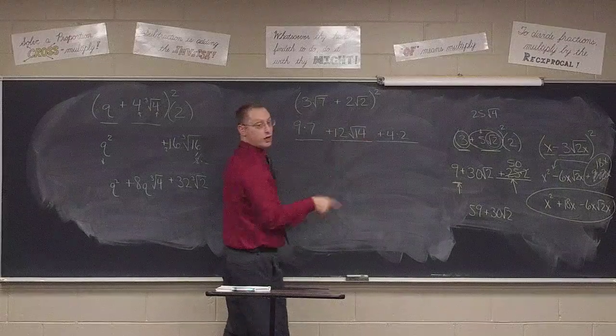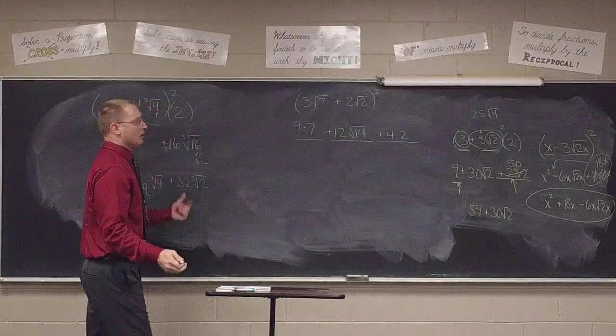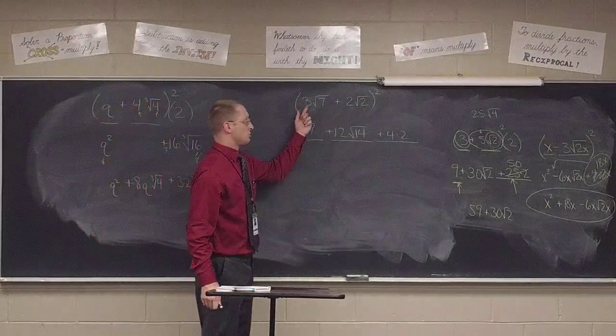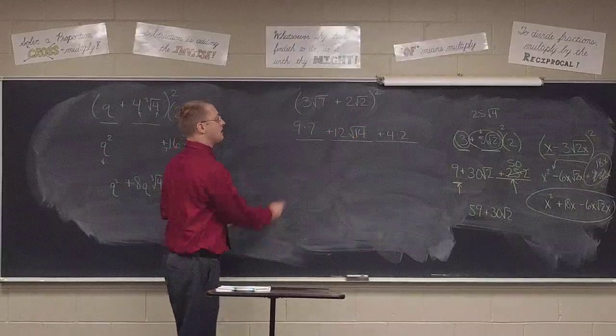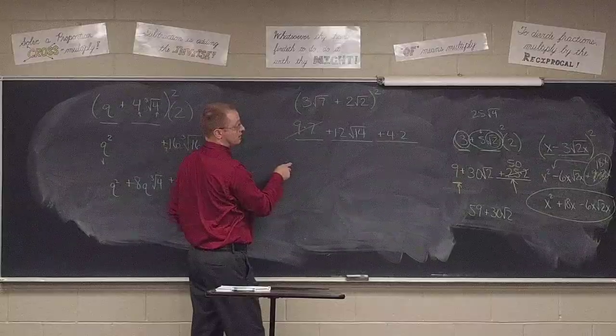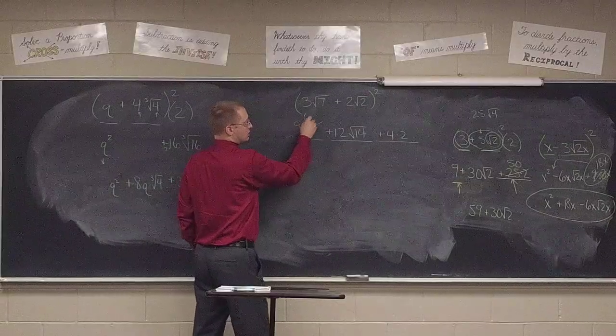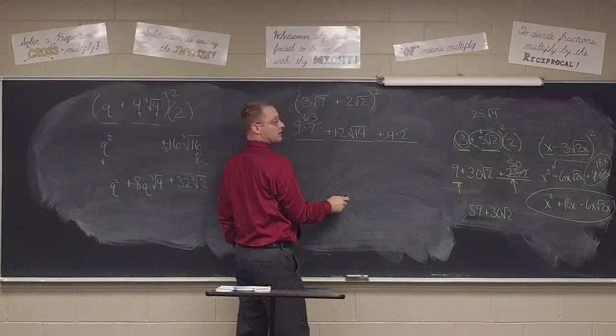times the square root of 14. There we go. Multiply and double. 2 times the 3 times the 2 is 12, and the square root of 7 times the square root of 2 combining is the square root of 14. We're not quite done. That becomes 63, and that becomes 8.